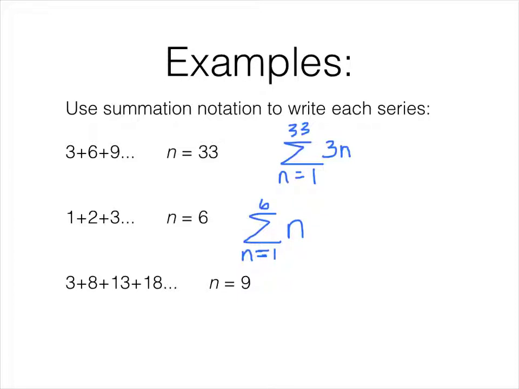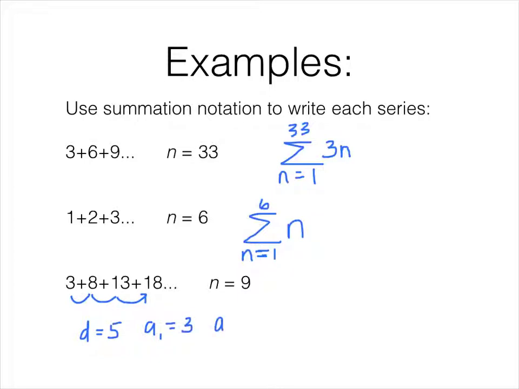All right, last one's a little bit tougher. What's the common difference here? How is it changing each time? Common difference here is 5. Okay, if that's the common difference and the first term is 3, what I want to know is, how do I find the next terms in the sequence?